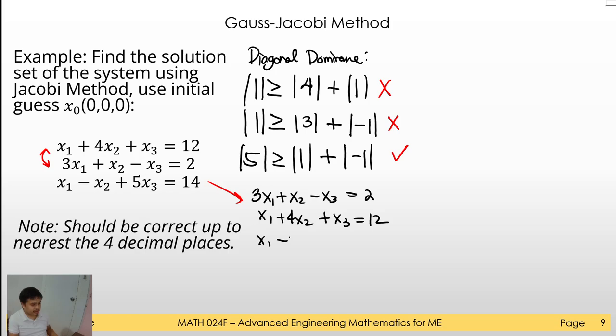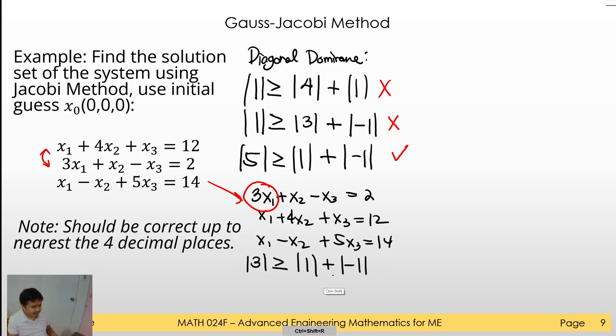As we can see here, let's check for the diagonal dominance again. The absolute value of 3 is greater than or equal to the sum of 1 and negative 1. The absolute value of 1 is 1, the absolute value of negative 1 is 1. So this is equal to 2. Therefore, 3 is greater than 2.